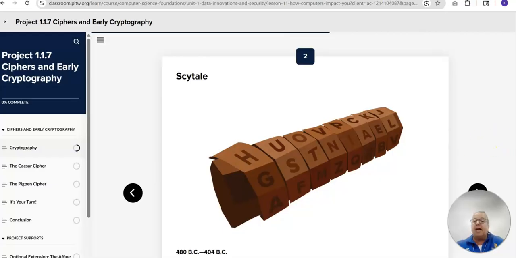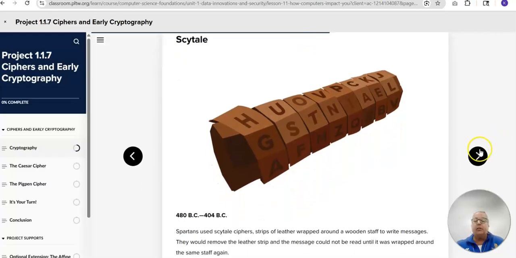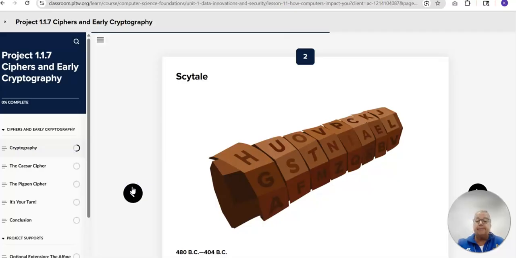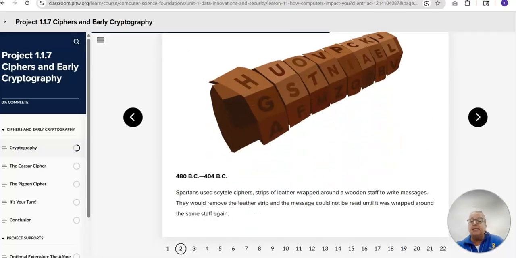This is something called a skytail. It was used as like a way to move the letters so that you could use it as a way to encrypt messages. It says the Spartans, clear back in 404 BC, used this. This wasn't paper, this was actually leather wrapped around a wooden staff to write messages. They would remove the leather strip and the message could not be read until it was wrapped around the same staff again. So it was a way for them to keep it private.